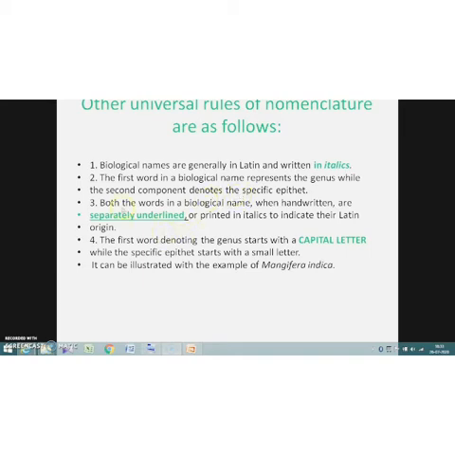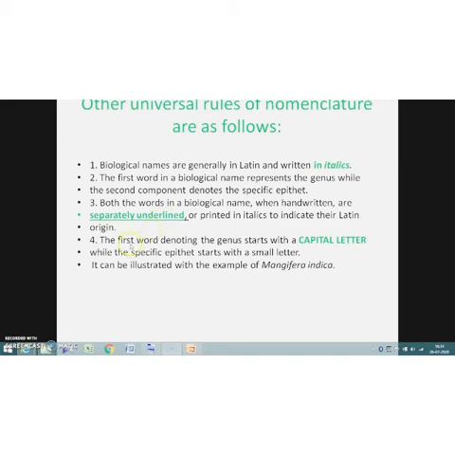And the third rule, both the words in a biological name when handwritten are separately underlined, okay, or printed in italics to indicate their Latin origin. Okay, if you type a scientific name on a laptop or in a computer, you should change its font to italics, and if you're writing it on your sheet, you should underline it.